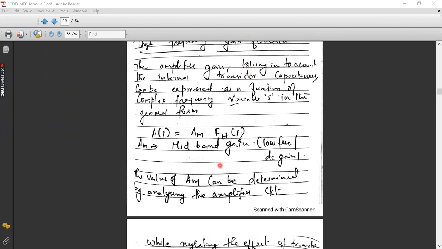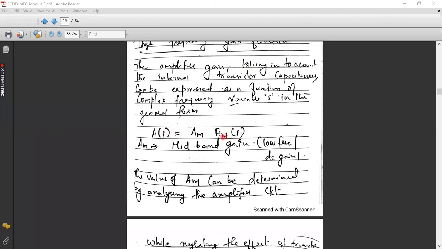And later, at a particular frequency fH, that is the cutoff frequency, the gain will start to decrease. Thereafter, the gain is a function of frequency. You can't treat gain as a constant after a particular cutoff frequency. Therefore, while expressing the gain of a MOSFET amplifier, we always have to write it in terms of A of s, where gain is a function of frequency, that can be written as Am into FH of s. So here FH of s is nothing but the high frequency gain function that is going to determine the value of gain for each particular value of frequency.